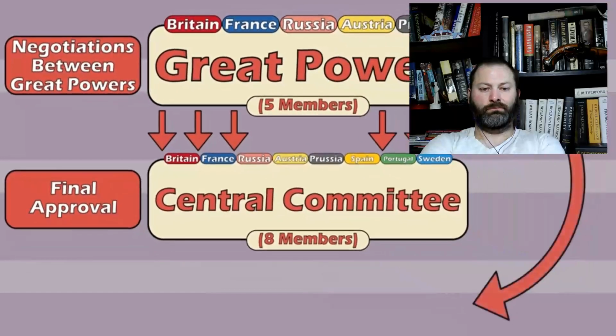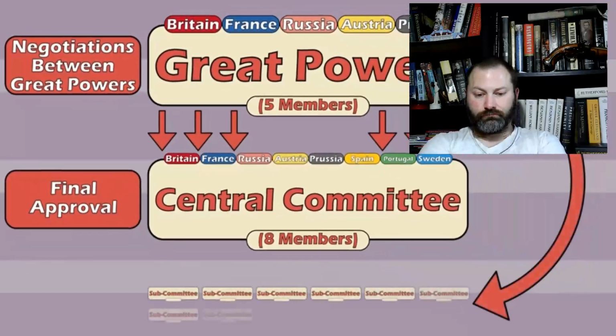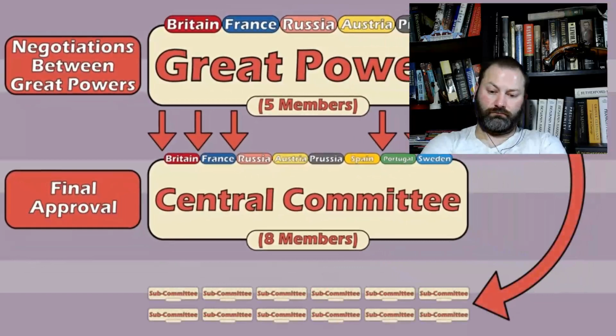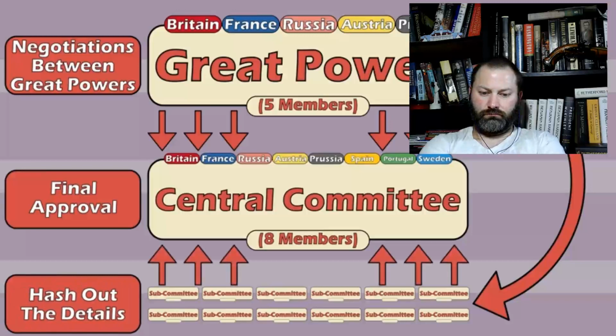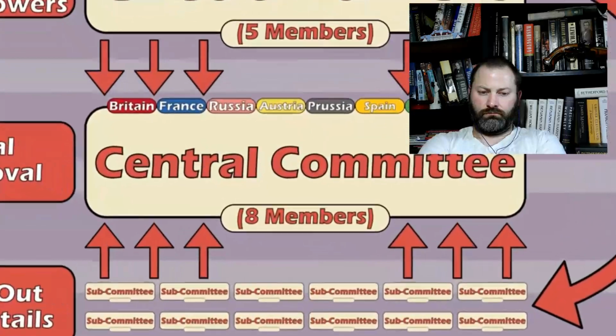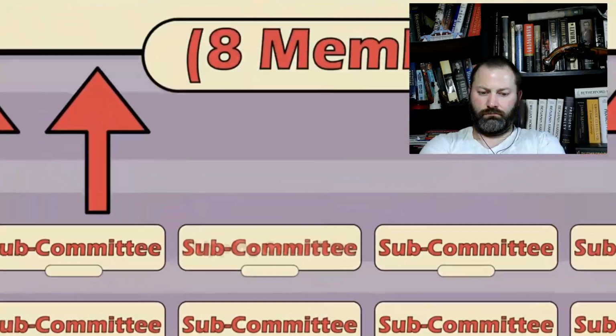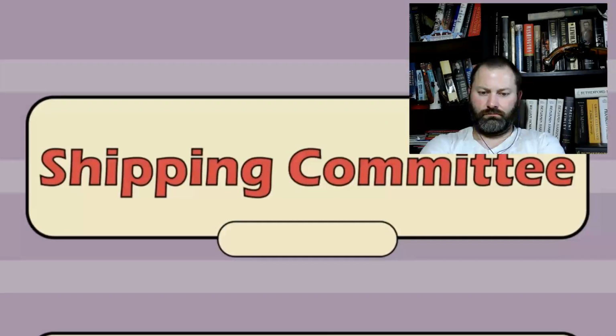Then there were a number of subcommittees, at least 12, that would go off to the side and debate isolated issues among themselves. When they reached a consensus, they would bring their proposal to the Central Committee for approval. Most of these subcommittees were pretty boring. Which countries had shipping rights in which rivers, stuff like that.